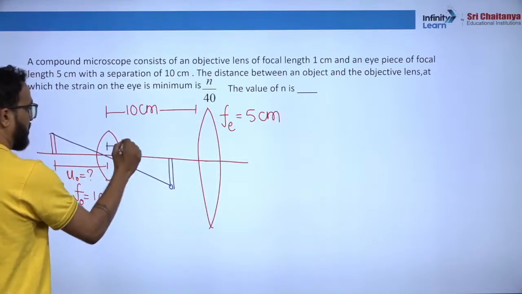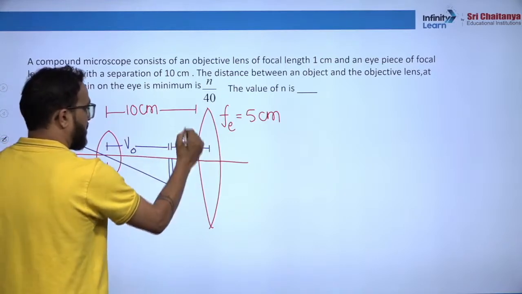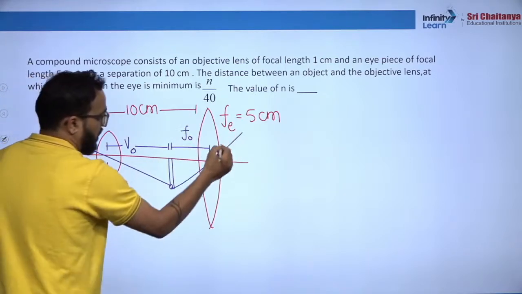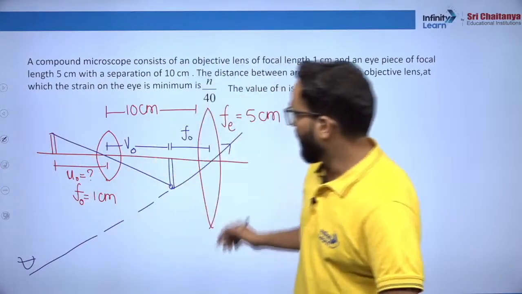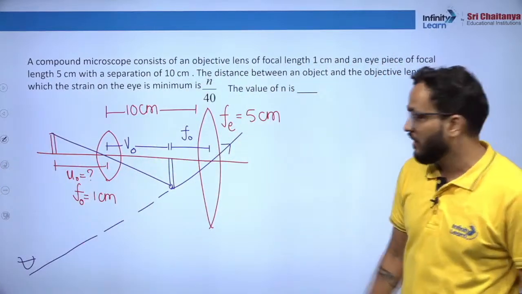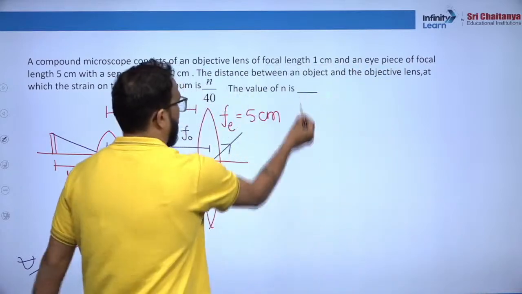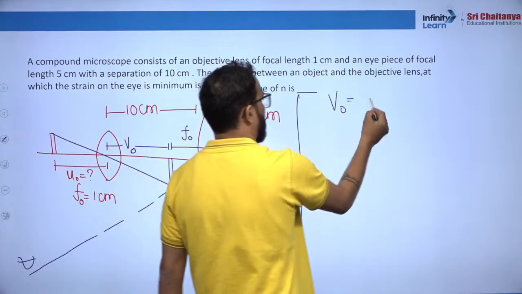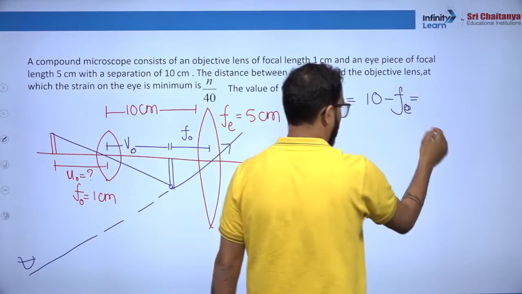Okay, so this distance is V naught and this distance is F naught. Then only the image will be obtained at infinity. Did you understand? So from here, F naught is given as 5 centimeter, the length is given as 10, so V naught can be found out. So what is going to be V naught? You will say, sir, V naught will be 10 minus F E, sorry, not F naught, F E.